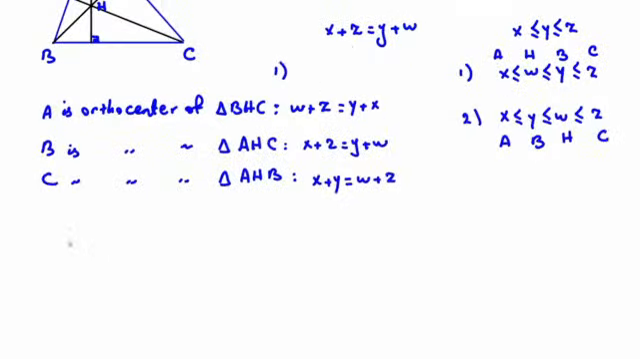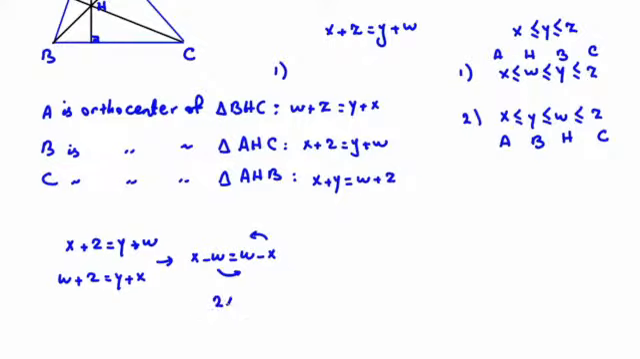So, first one, we know X plus Z equal to Y plus W from the first part, and from this part, W plus Z equal to Y plus X. So if we subtract, we can conclude X minus W equal to W minus X. And then if we take this to the left side, this to the right side, 2X equal to 2W, so X equal to W. And when X equal to W, Y equal to Z.